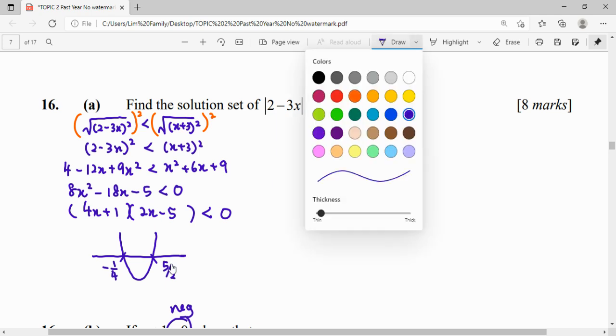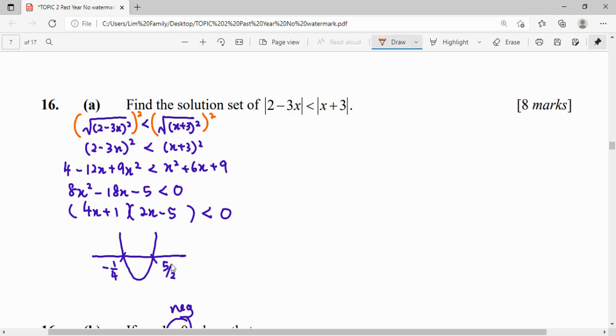How do we get to our final answer? We have to refer to our simplified form here, where our quadratic has to be less than 0, which means we take the negative region, below the x-axis. Our answer should be in set notation, because the question requests the answer in set solution. Therefore negative 1 over 4 less than x less than 5 over 2. That will be our final answer.